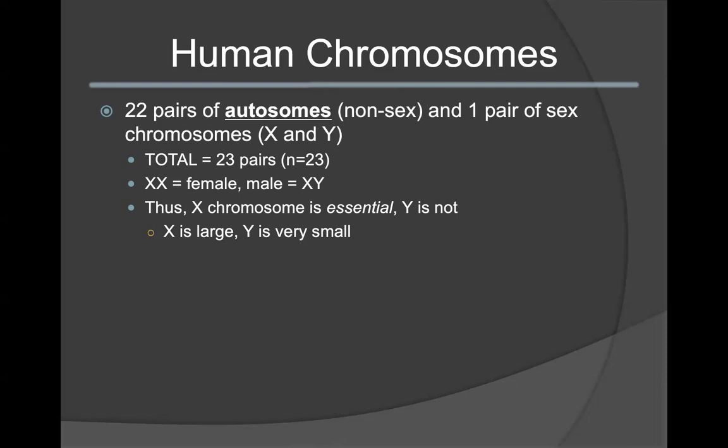Biologically speaking, we have the differentiation between females and males, where females have double X chromosomes and males are present with the X and Y chromosome. Because the X chromosome is considered to be present in both males and females, it is considered to be an essential chromosome. However, the Y is not considered to be essential to life. The X chromosome is also very large in proportion to the Y chromosome. This is because it does contain a wide variety of important genes outside of just sex determination.